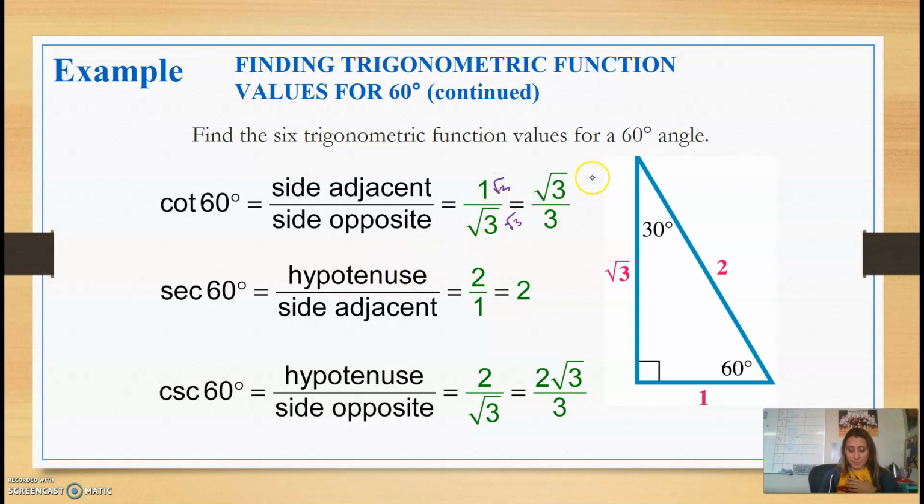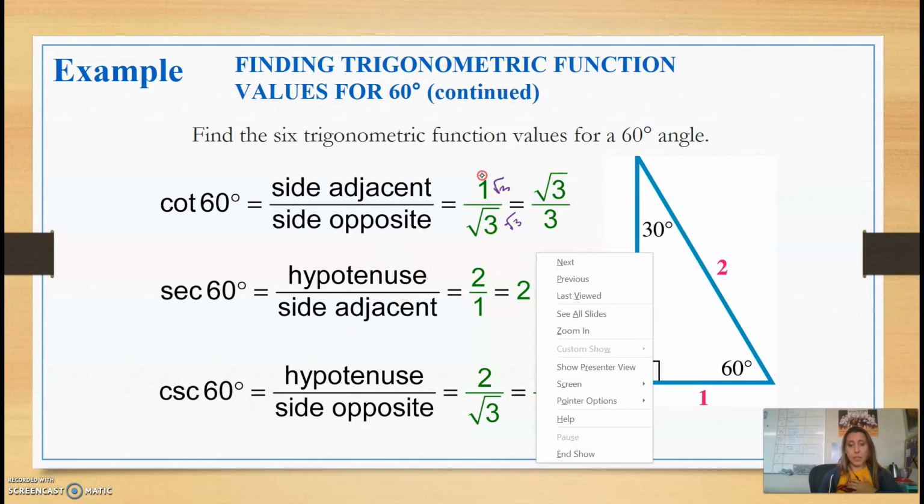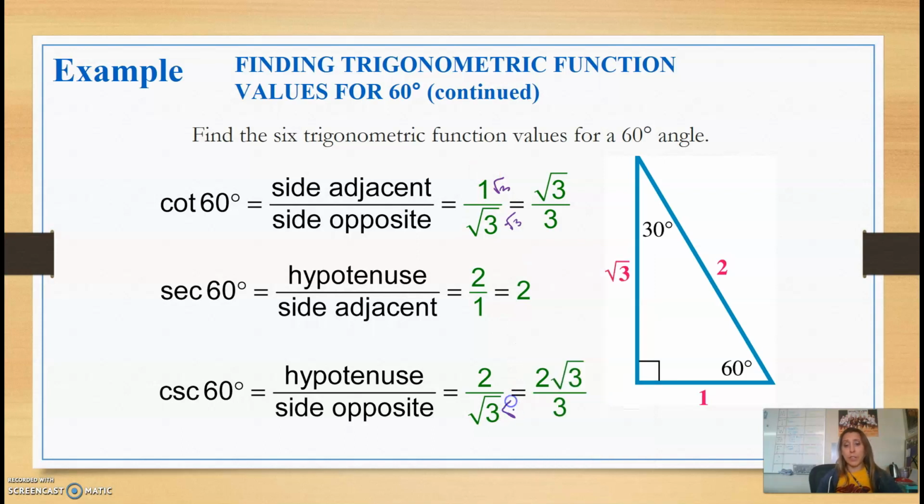And again, we have that square root in the bottom, which we can't have, so we are going to do the square root of 3 times the square root of 3, which gives us 2 times the square root of 3 over 3, because the square root of 3 times the square root of 3 is 3. So that is how we're going to find different angles.